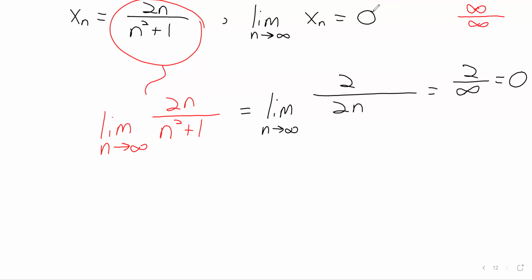So one of the reasons we learn L'Hopital's rule now, as opposed to back in Calculus 1, when we were doing other limit and derivative stuff, is that for us, this is going to be the main application of L'Hopital's rule.